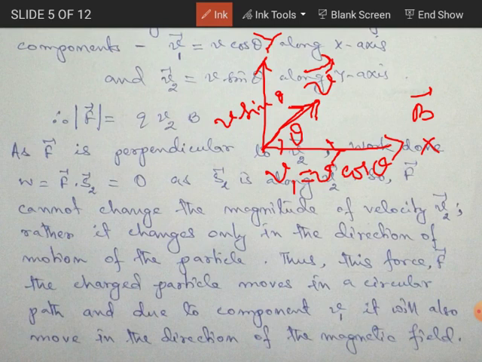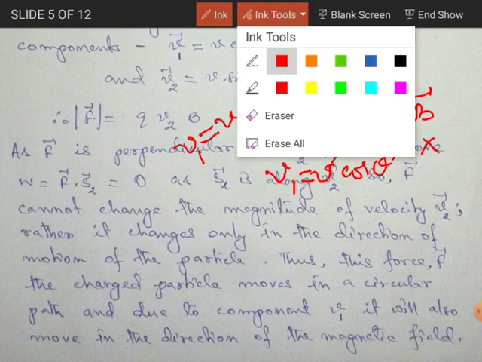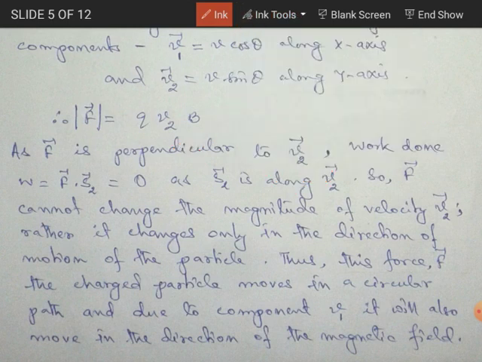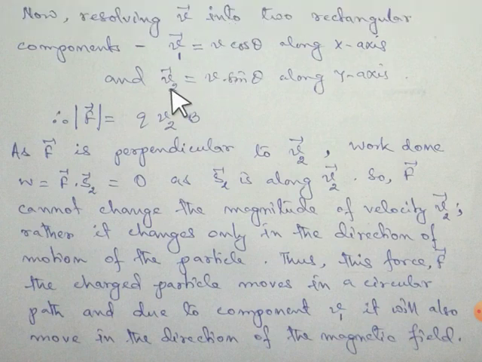Got it? So V1 is the component of velocity along the x-axis, or you can say the cosine component of velocity. The sine component of velocity V, for the sake of simplicity, let's denote by V2. So after resolving the velocity into two rectangular components, the component along the x-axis is V1, equal to V cosine theta, and the other one along the y-axis, denoted by V2, is equal to V sine theta.